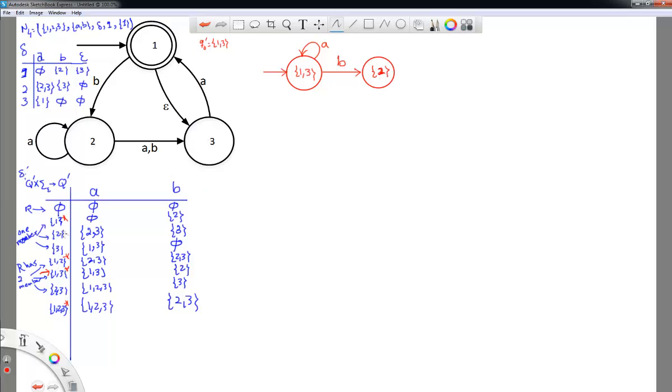Then let's look at the state set {2}. With an A transition, I'm going to go to state {2, 3}, and then with a B transition, I'm going to go to state {3}. From state {2, 3}, I make an A transition and a B transition. For a B transition, we'll go to state {3}, and for an A transition, we are going to go to state {2, 3}.